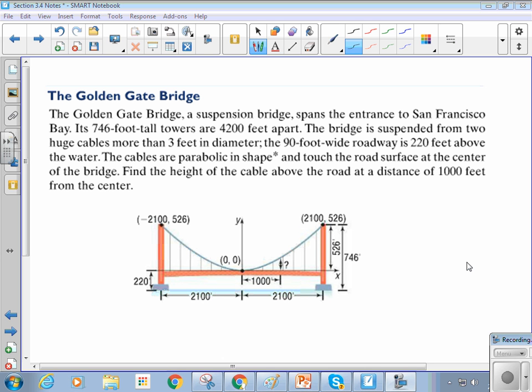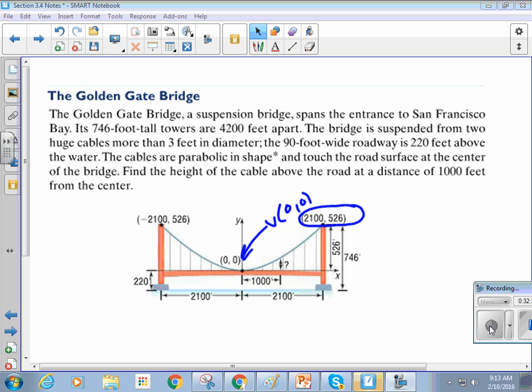The cables are parabolic in shape and touch the road surface at the center of the bridge. We're going to find the height of the cable above the road at a distance of 1,000 feet from the center. So go ahead and take a moment and draw this nice little parabola on your paper.